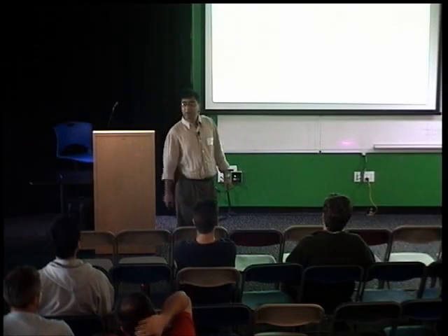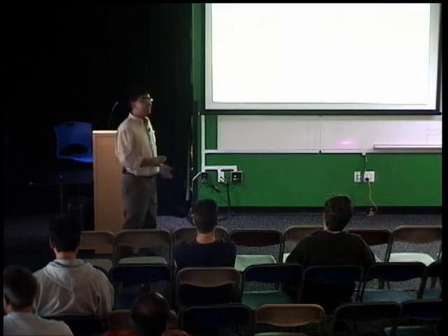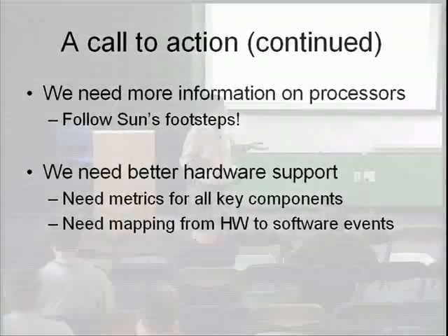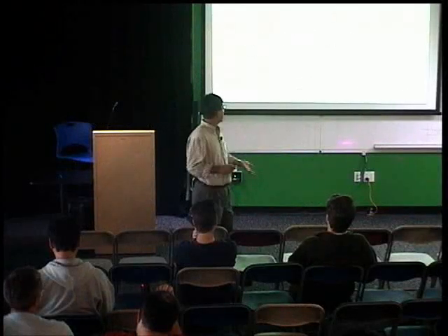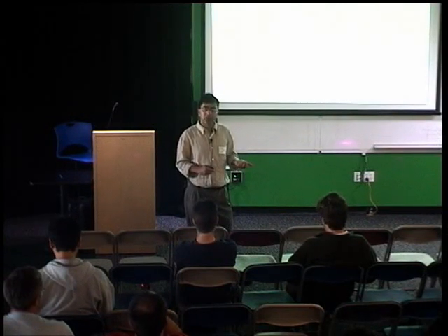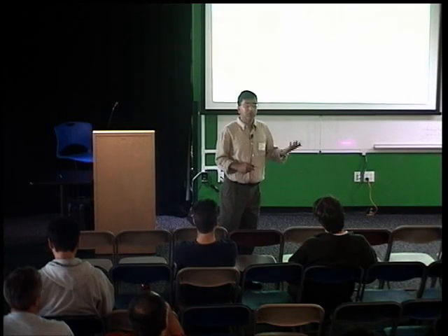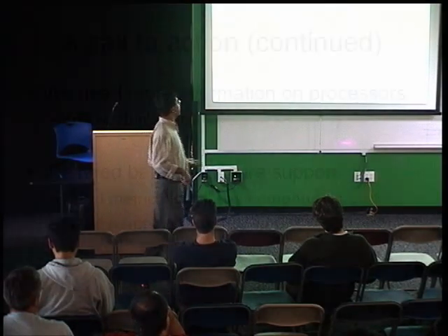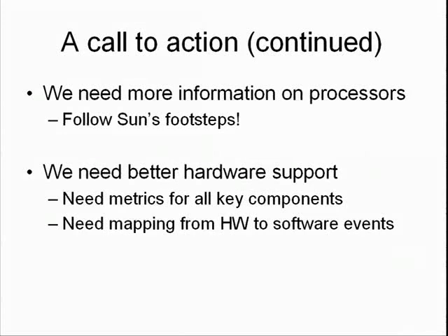And finally, we need much better hardware support. We need to have data for all the key components. So for example, in the Core 2, there's a new feature called the loop stream detector that is heavily advertised, but there is no detail that Intel reveals on exactly how this thing works. And there are no hardware metrics that are available to me with which I can measure that particular component. Also, it would be nice to have a mapping from hardware events to software events.